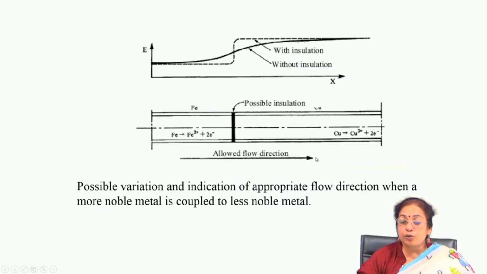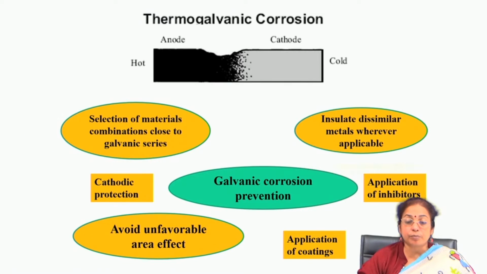This is again the combination of iron and copper. If you insulate the parts, you can minimize the tendency of attack on the anodic part of the couple. This is the case for thermogalvanic corrosion, where the hot part acts as anode as compared to the cold part, and the problem starts at the interface.